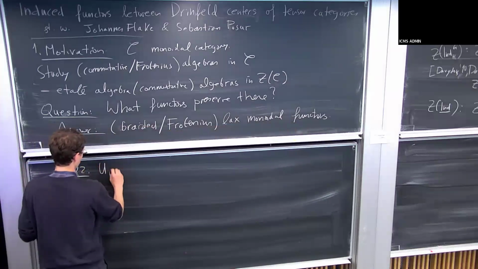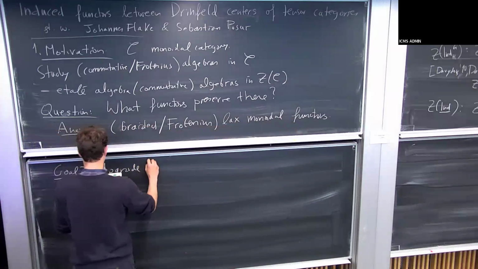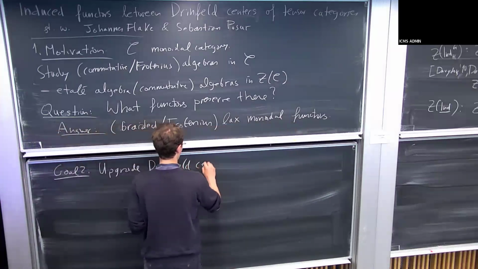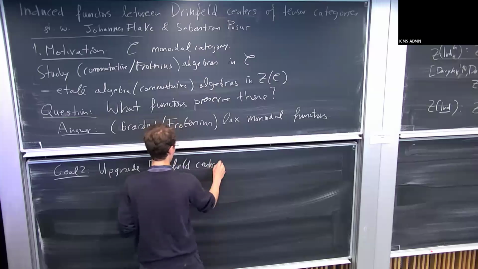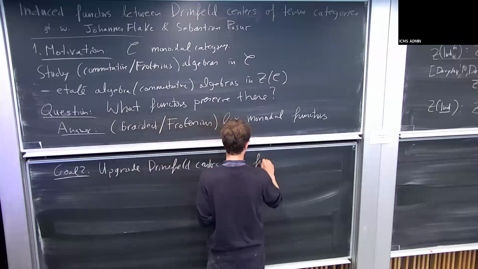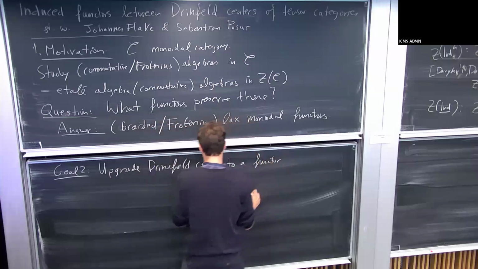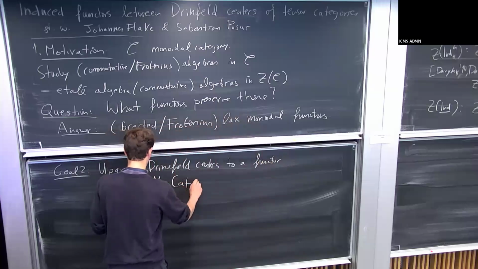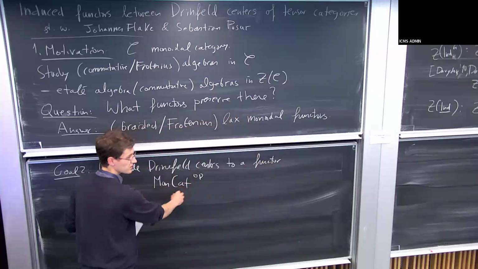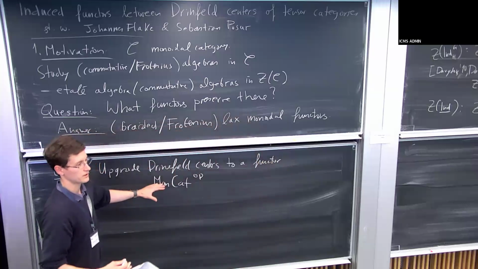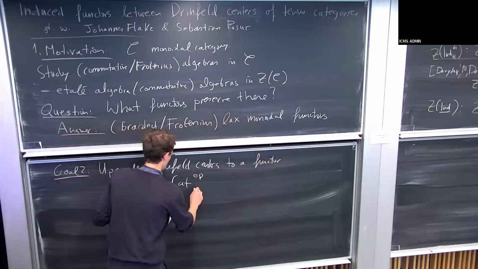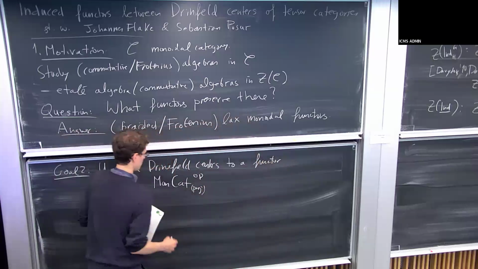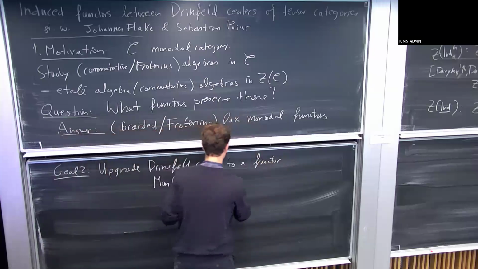We would like to upgrade Drinfeld centers to a functor. Now, this functor would start on specific classes of monoidal categories. I'm not being very precise here. You need to make some assumptions on the monoidal categories, which I'll specify in detail later. So I'm just going to put the word "nice" here. I'll explain later what that should mean.